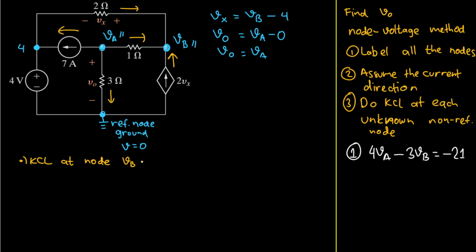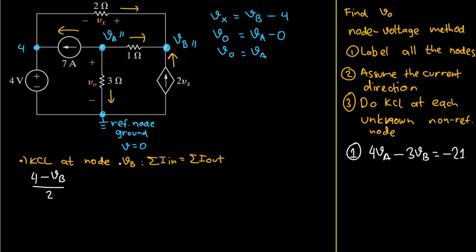Okay, KCL says that the sum of the current that goes in will equal the sum of the current that goes out, right? We have this current that goes in, and it comes from this node, so I will have 4, and then it goes to VB, so we'll have minus VB. But this is voltage, we need current, so we divide it by the resistance between them. So we divide by 2.